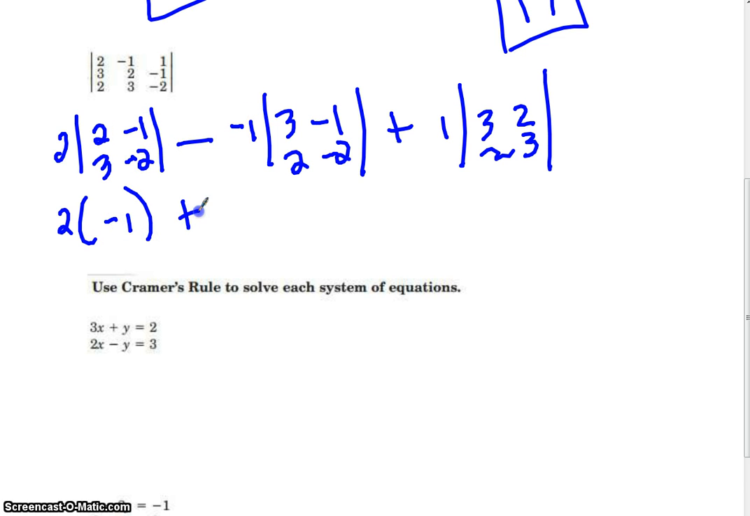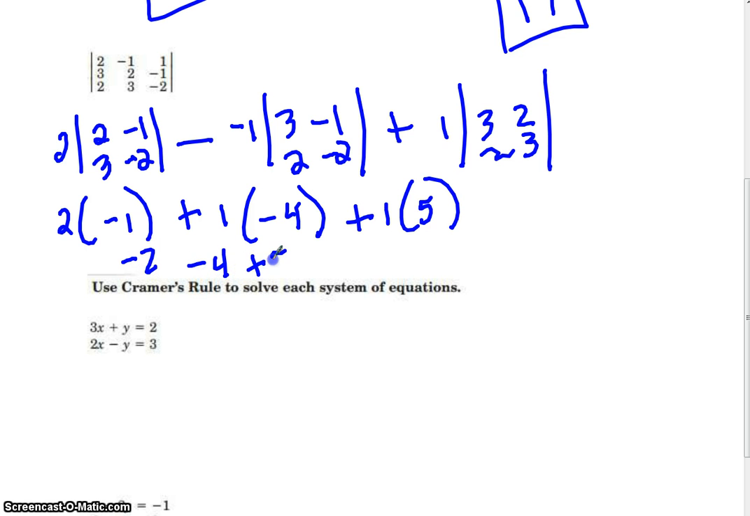Minus a negative becomes 1 plus 1 times -6 minus -4. No, -6 minus -2, which is -4. Plus 1 times, this would be 9 minus 4, which is 5. So this becomes -2 minus 4 plus 5. So you end up with -1 for your answer.